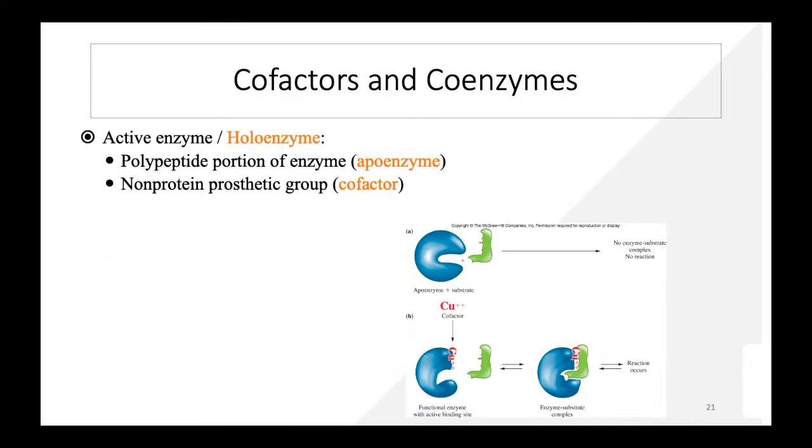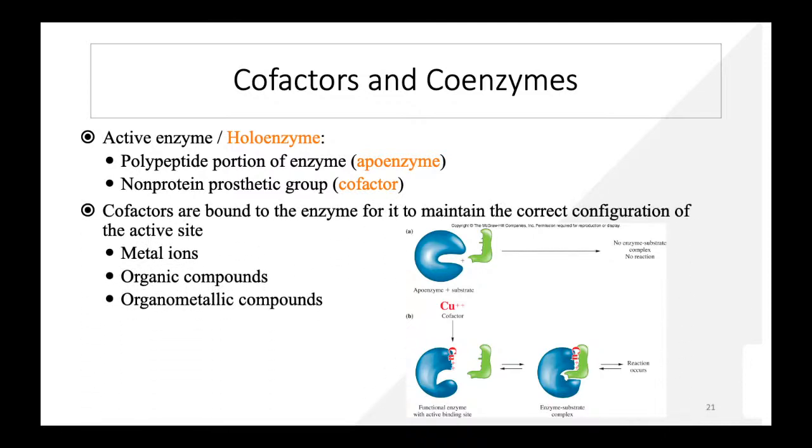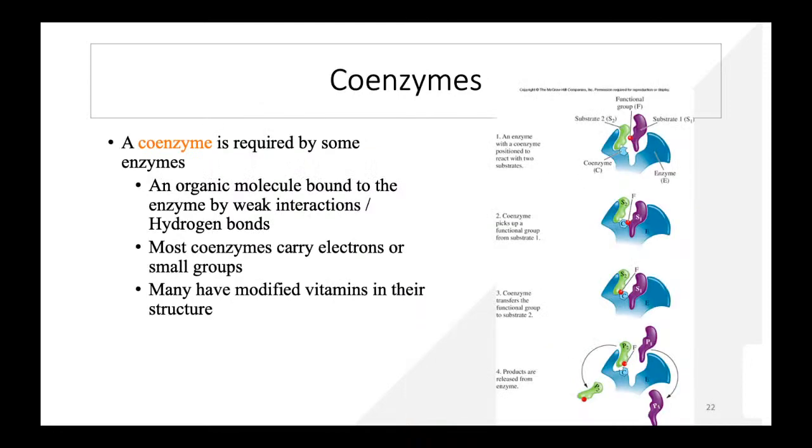So the active enzyme is your holoenzyme, and the polypeptide portion of the enzyme is the apoenzyme, and the non-protein prosthetic group is the cofactor. The cofactor is bound to the enzyme to maintain the correct configuration of the active site, and includes metal ions, organic compounds, organometallic compounds. Then come your coenzymes, which are required by some enzymes. An organic molecule is bound to the enzyme by weak interaction, that is hydrogen bonds. Most coenzymes carry electrons or small groups, and many have modified vitamins in their structure.